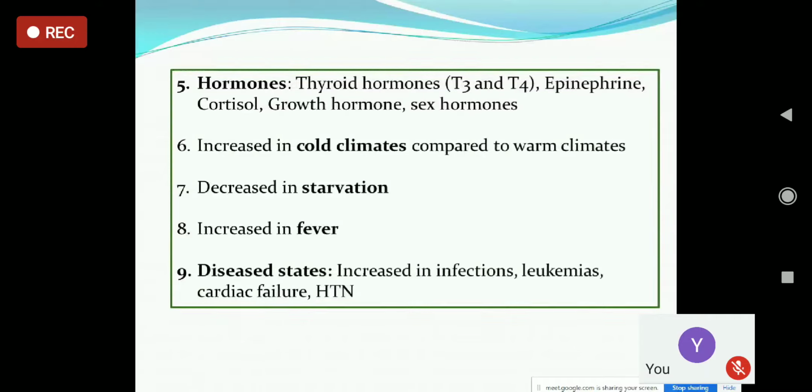Hormones like thyroid hormones, epinephrine, cortisol, growth hormone, and sex hormones all increase basal metabolic rate. BMR is also increased in cold climates as compared to warm climates, and it is decreased during the period of starvation. So you can see that the energy intake has an inverse relation with BMR.